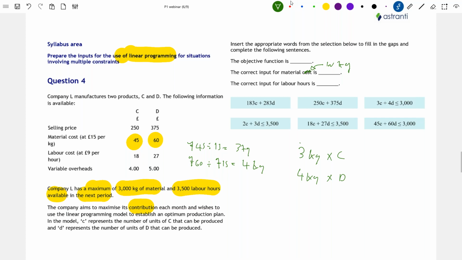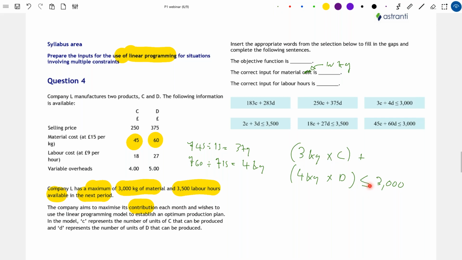Now these are our only two products. So no matter what combination of outputs of these two products we produce, it must come to less than or equal to 3,000 kilograms. So less than or equal to 3,000. We could focus entirely on producing C and produce no D. We could do the opposite, or we could produce anything that satisfies this inequality.